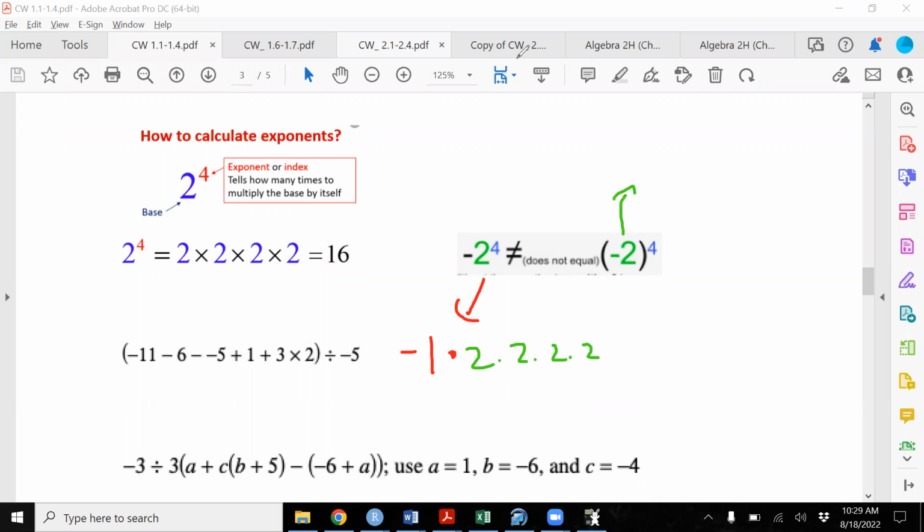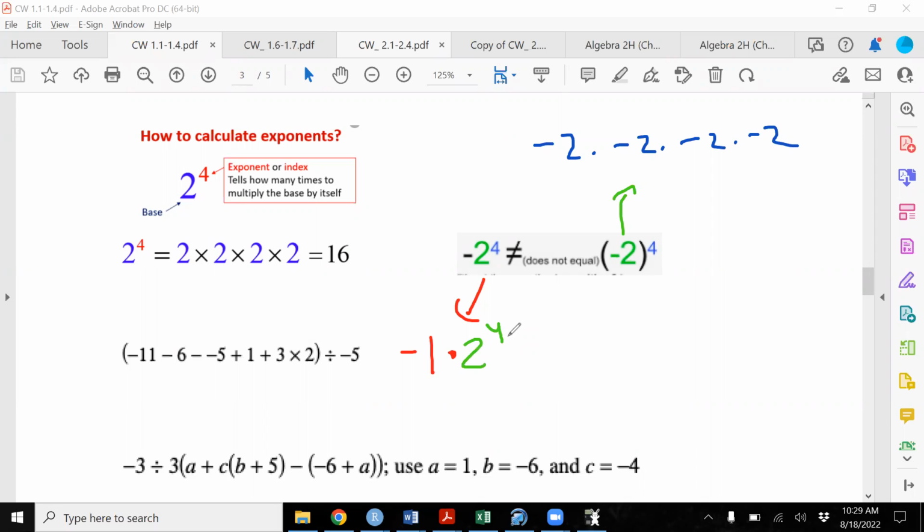Whereas this guy is negative 2 times negative 2 times negative 2 times negative 2. The second one's encapsulated. The negative 2 is encapsulated in the parentheses. This one, that negative, is not encapsulated. Only that 2 gets the exponent 4. It's like saying, let me actually rewrite that and I'll do it again. It's like saying this. Like saying negative 1 times 2 raised to the 4 power.